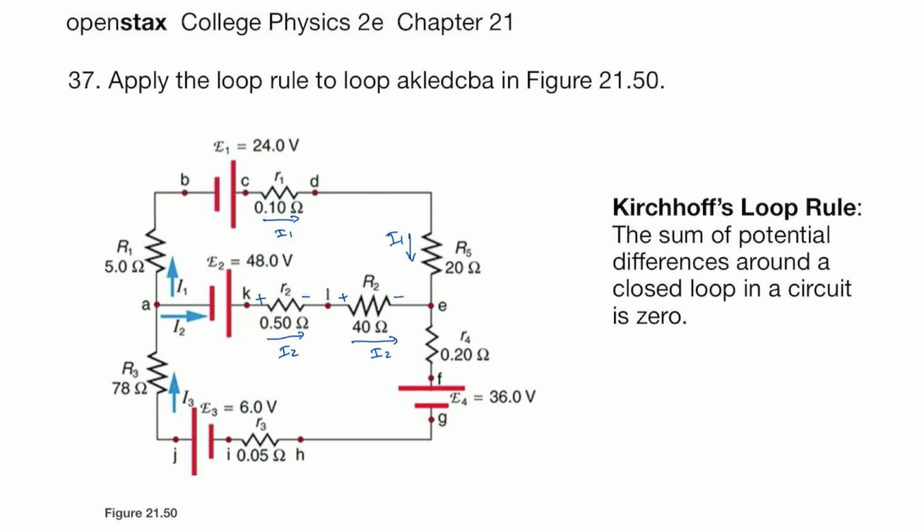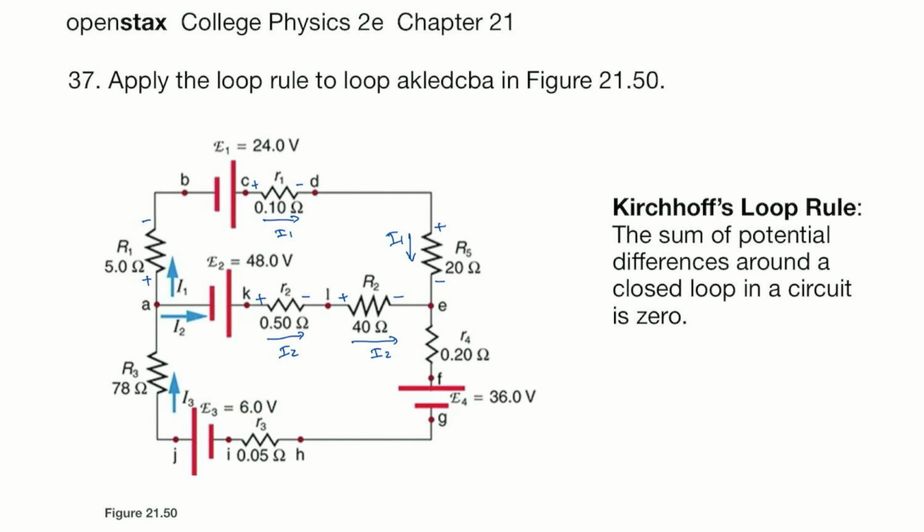Okay, now we can do the top half. Resistor R1, current enters from the bottom, that's plus. Exits on the top, that's minus. Internal resistor r1, current enters on the left side, that's plus. Exits on the right side, that's minus. Resistor R5, current enters at the top, that's plus, and exits on the bottom, that's minus.